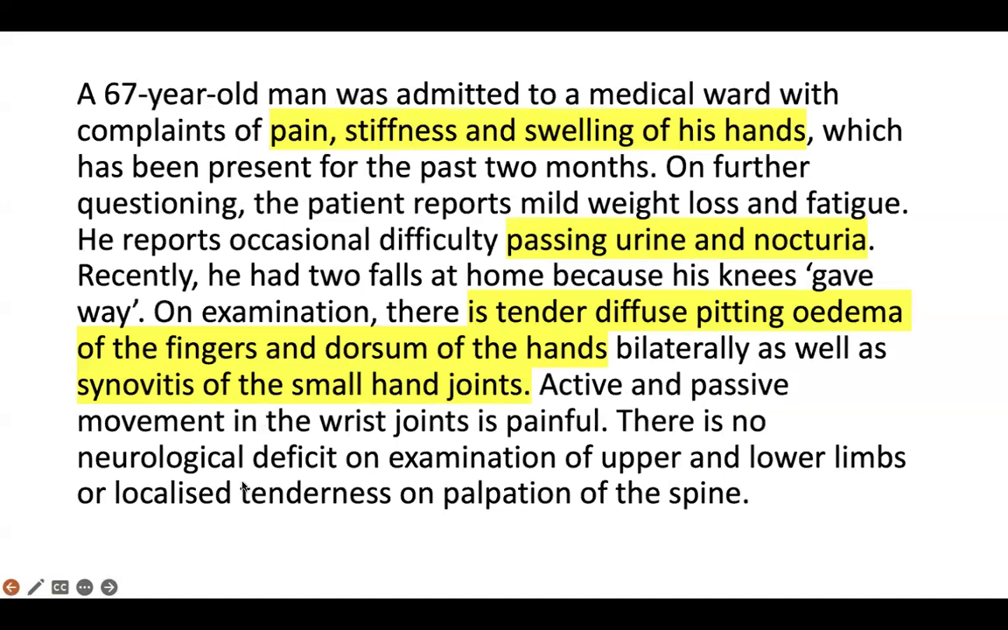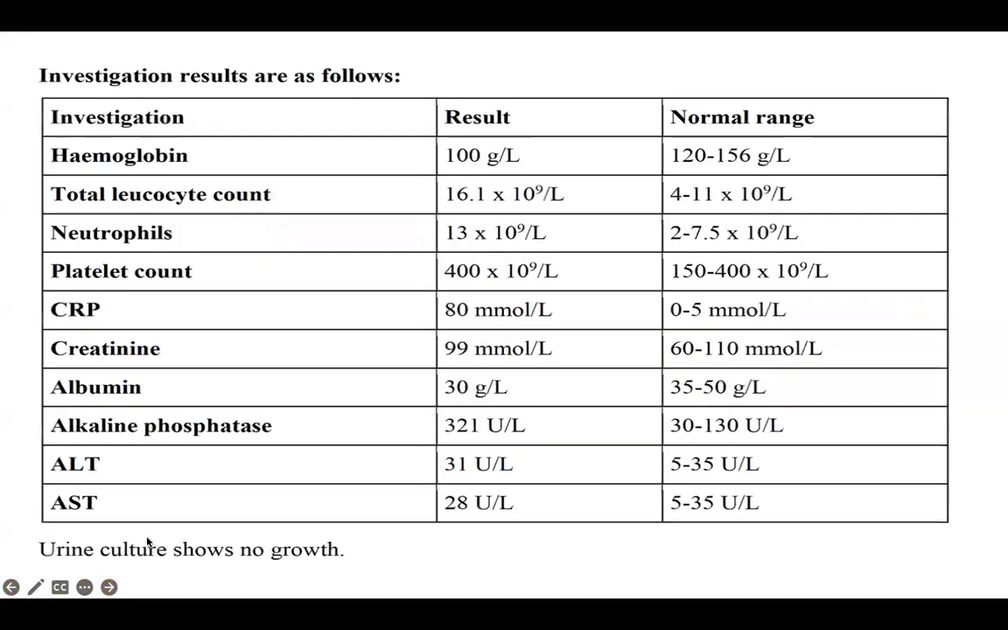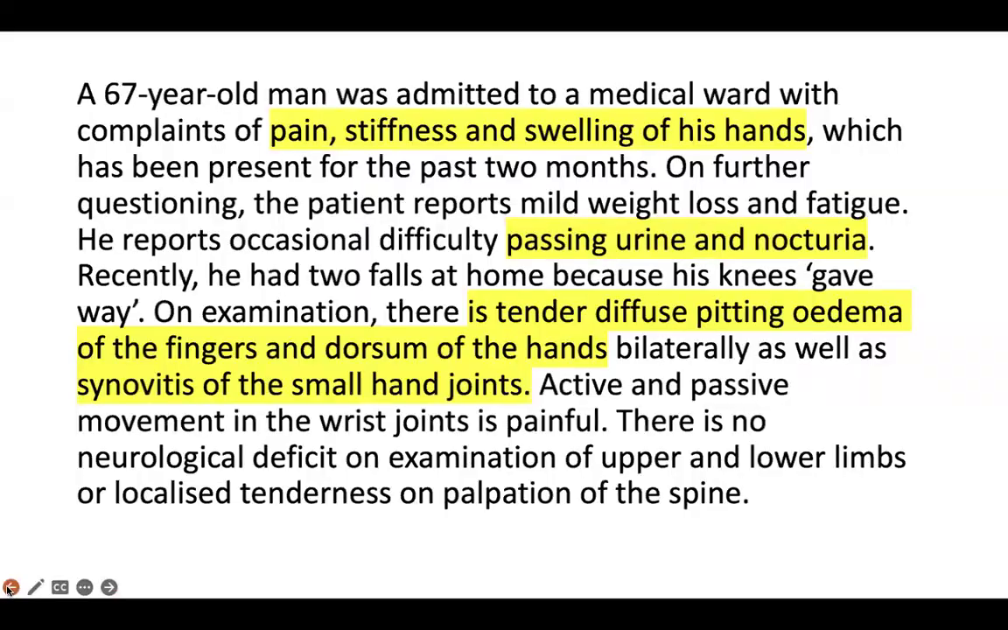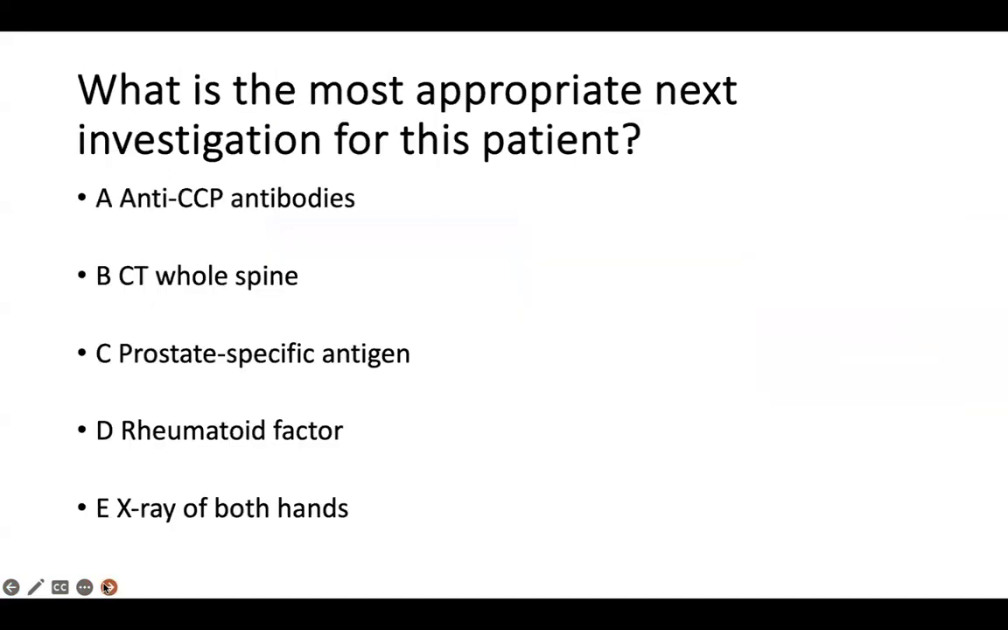At that time, he also had some localized tenderness in the spine, alongside increased alkaline phosphatase. So there could be prostatic malignancy with spine involvement that causes increased alkaline phosphatase, as well as some difficulty in passing urine in advanced cases. So in that condition, we should do a prostate specific antigen.